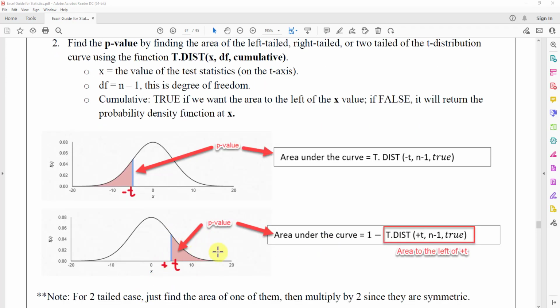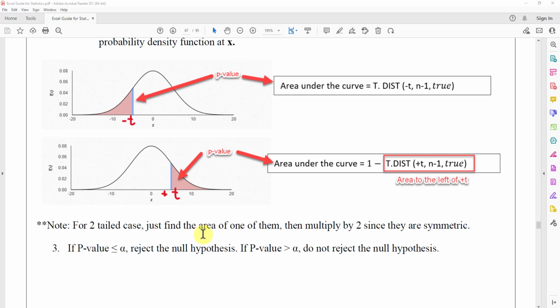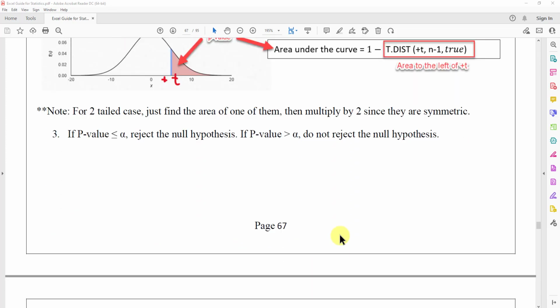To find the right tail, we find the area on the left and then subtract that from 1, because 1 is the whole curve, and 1 minus the area on the left, which is the white area, will give you the area on the right. There's no direct function to find the area on the right, so we borrow the area on the left and subtract it from 1. For the two-tailed case, we just find the area for one tail and multiply by 2 because they are symmetric. Again, the rule: if the p-value is less than or equal to alpha, we reject the null hypothesis. If the p-value is bigger than alpha, we do not reject the null hypothesis.